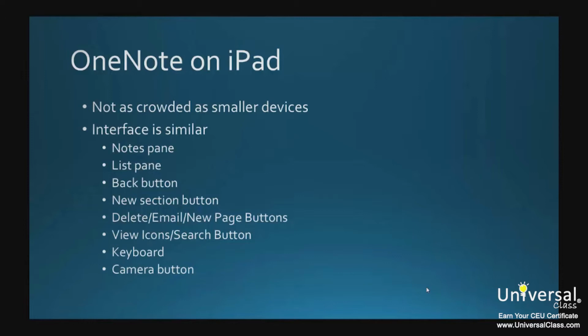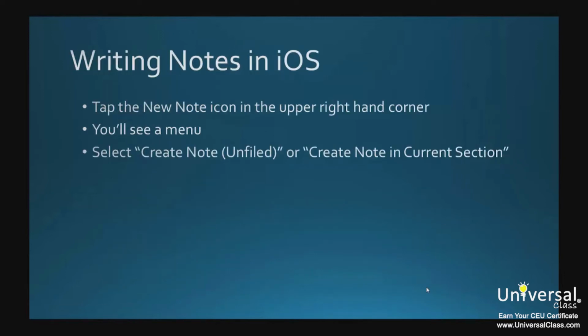The keyboard. Tap in a note pane and the keyboard appears. You can create lists, bullets, and checkboxes from the keyboard. The camera button. Use this to add a picture to a note. It will be a picture that you take with your device. To write a note, tap the new note icon in the upper right-hand corner. You'll then see a menu. Choose Create Note Unfiled or Create Note in the current section.